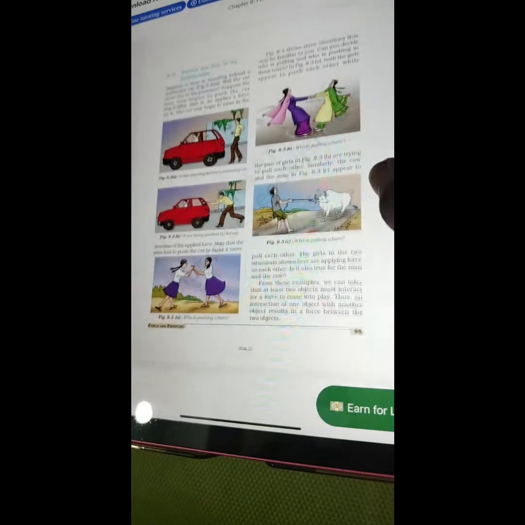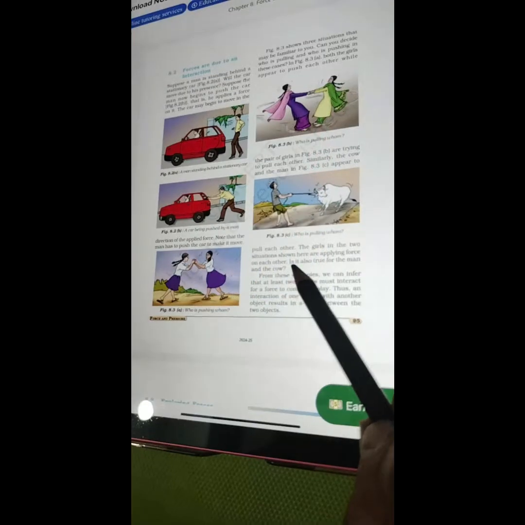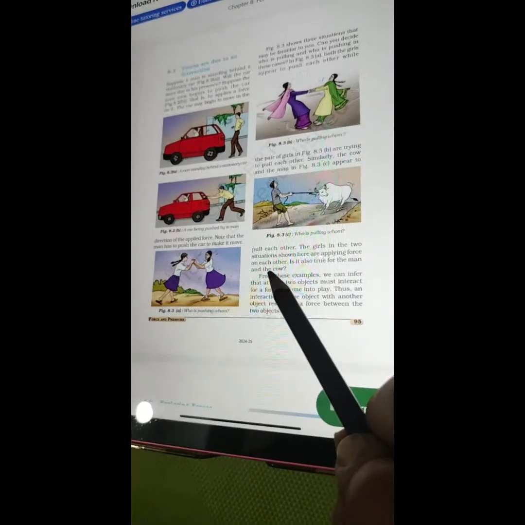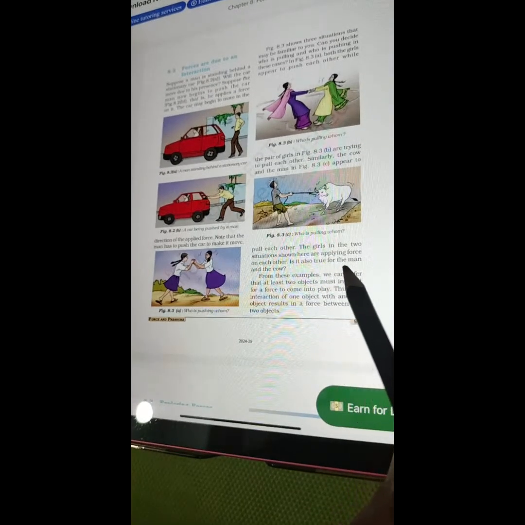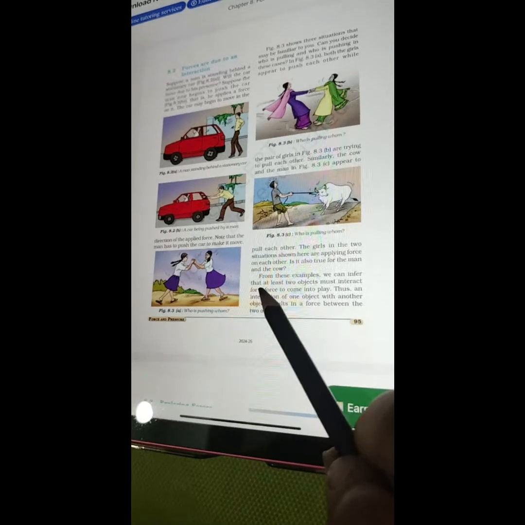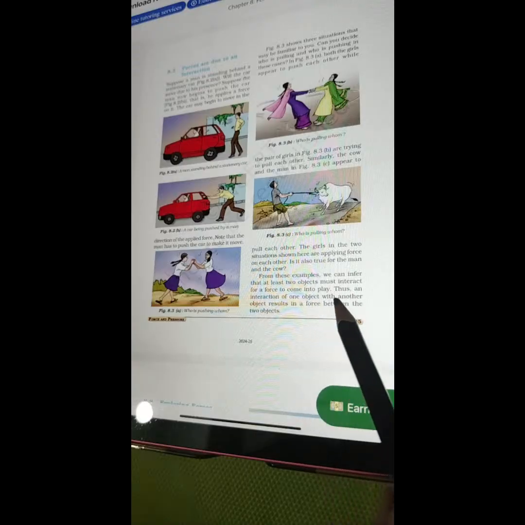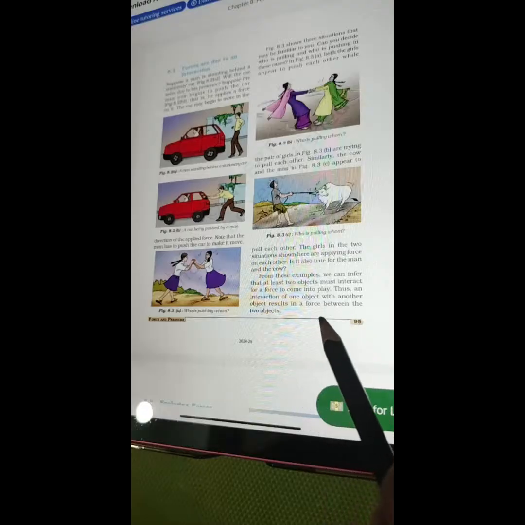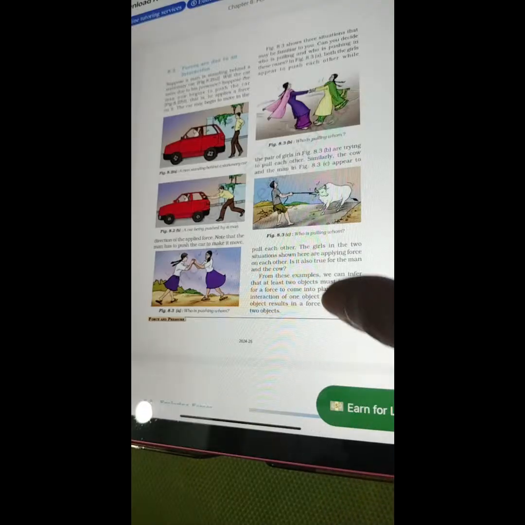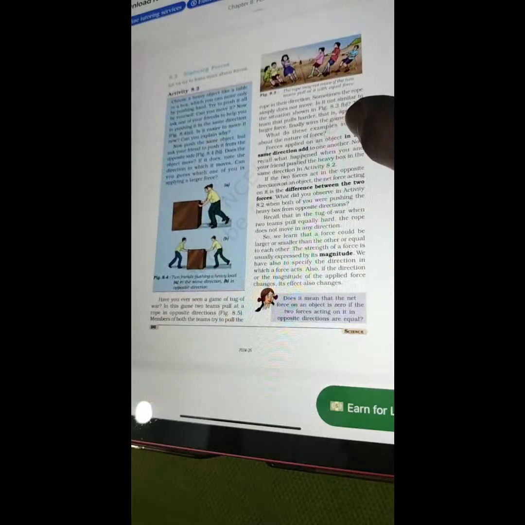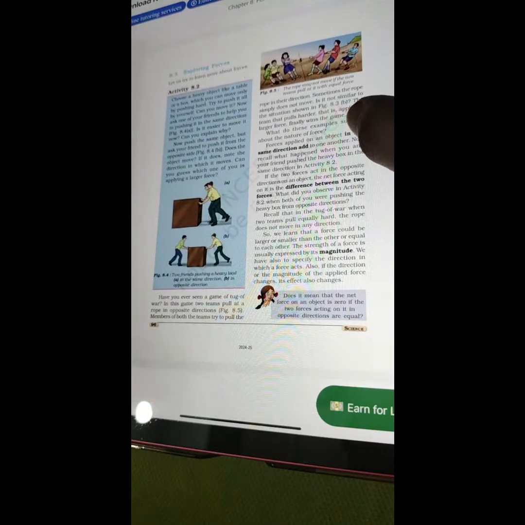Similarly, the cow and the man in figure 8.3c, this one, appear to pull each other. The girls in the two situations shown here are applying force on each other. Is it also true for the man and the cow? From these examples, we can infer that at least two objects must interact for a force to come into play. Does an interaction of one object with another object result in a force between the two objects? Now the next page.